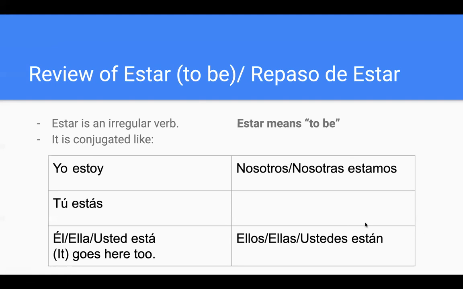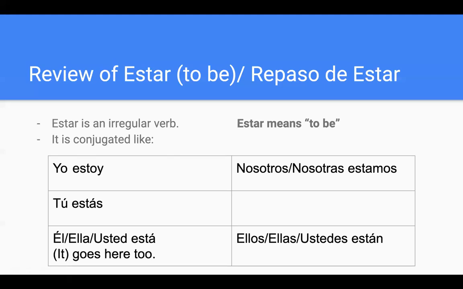Okay, so with this, estar means to be. So if you even think about it, we conjugate verbs in English too. We say I am, you are, he is. That's a conjugation when you change the verb based on who is doing the action. So we even do that in English. We probably just don't think about it.